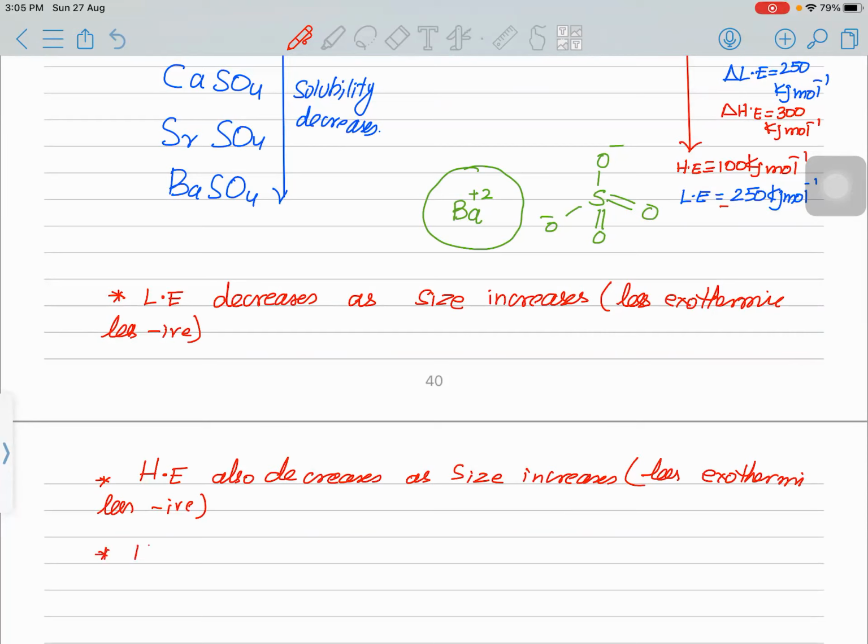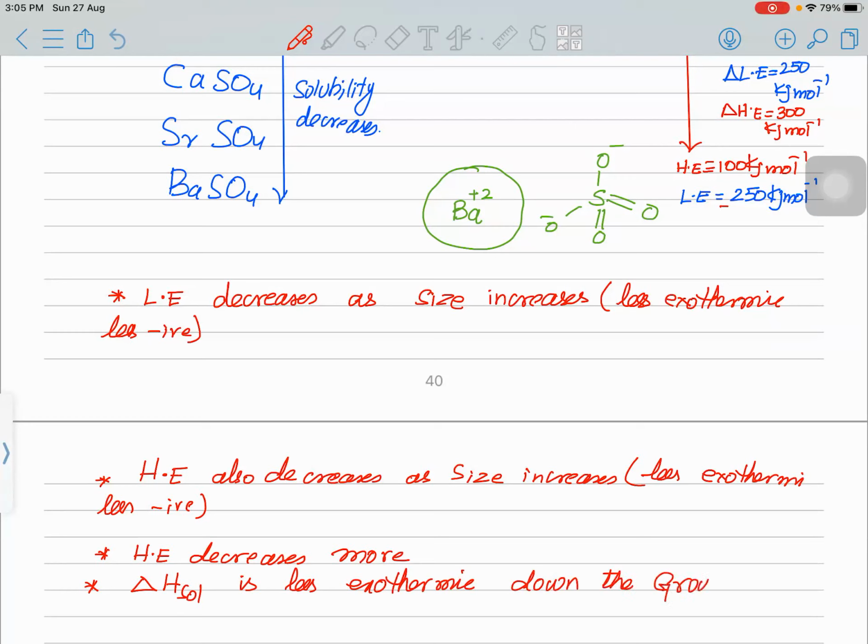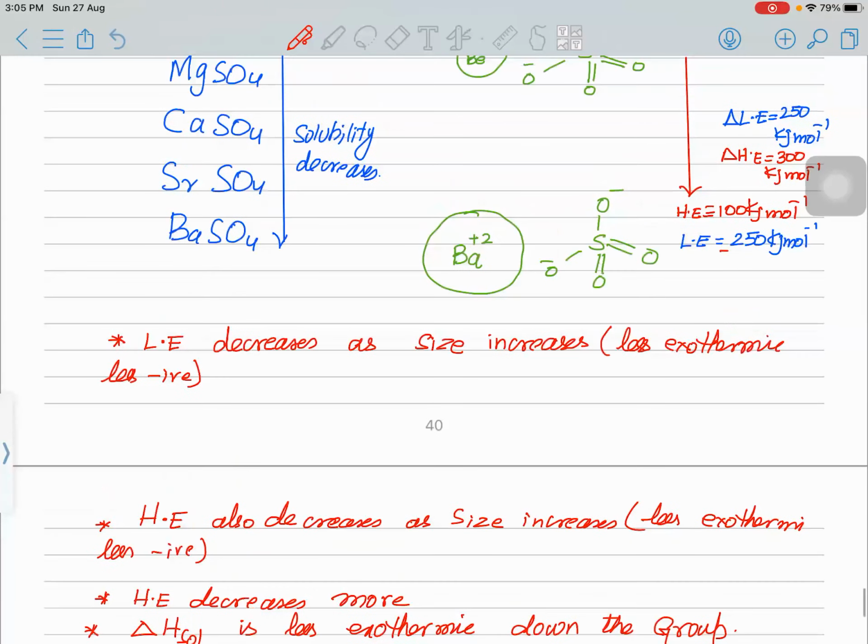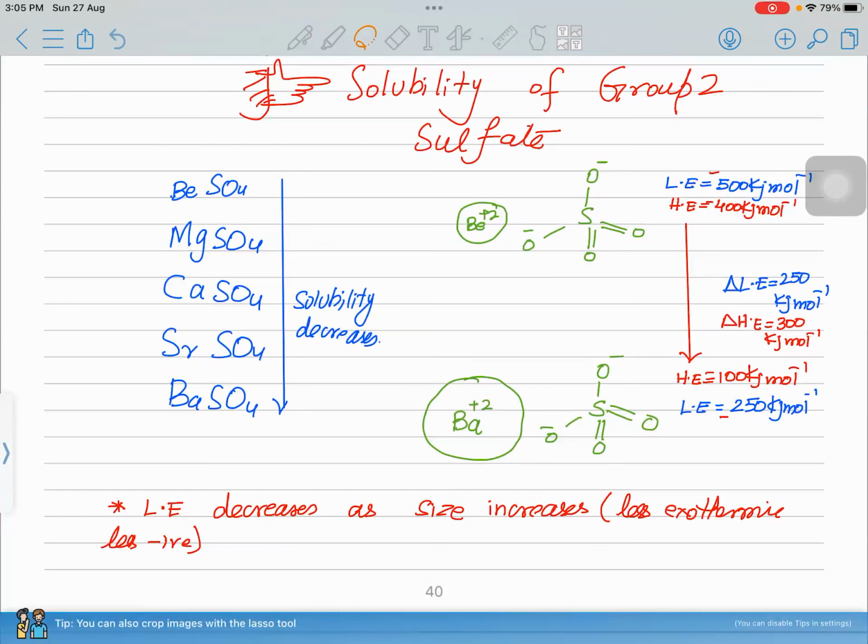So here hydration energy decreases more. And you know that delta H solution is responsible for the solubility of any salt. If more exothermic, more soluble. So delta H solution is less exothermic down the group. Same answer, same for the solubility of hydroxide.